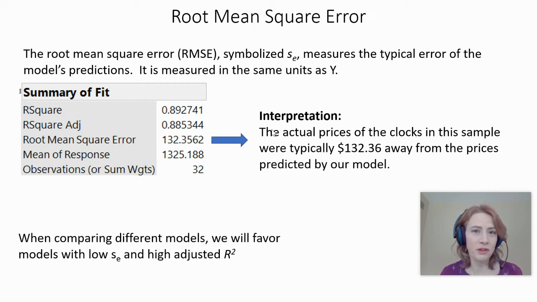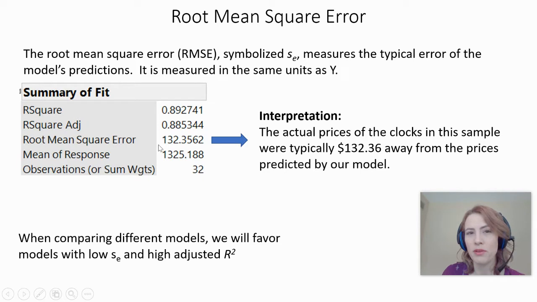Another way we might compare two models to see which we think makes the best predictions is with the root mean square error. So we saw this with simple linear regression as well. This is symbolized S sub E, which tells you the typical size of an error from this model. Remember, error is how far off the actual result was from the prediction.